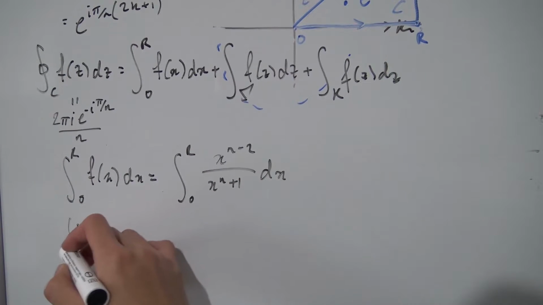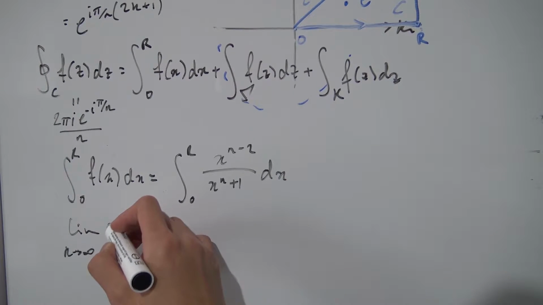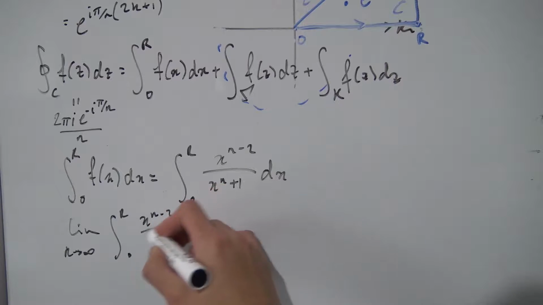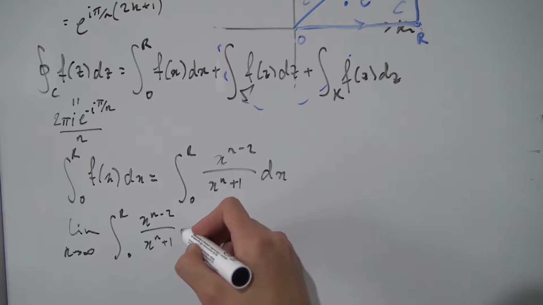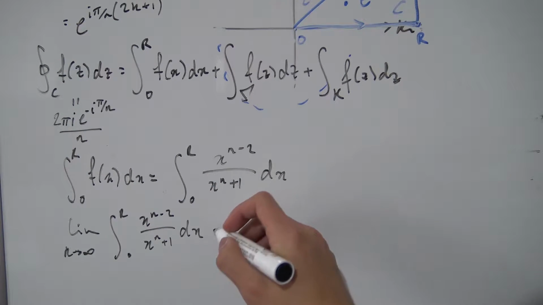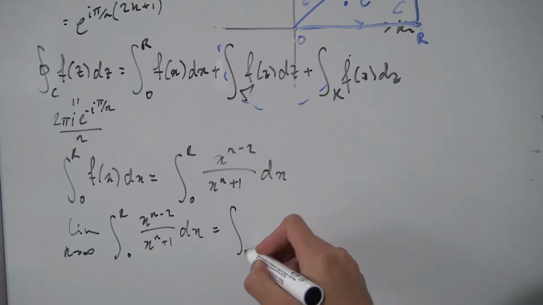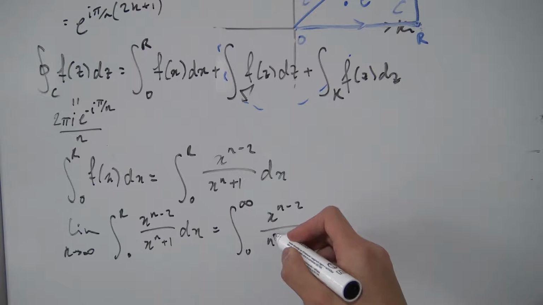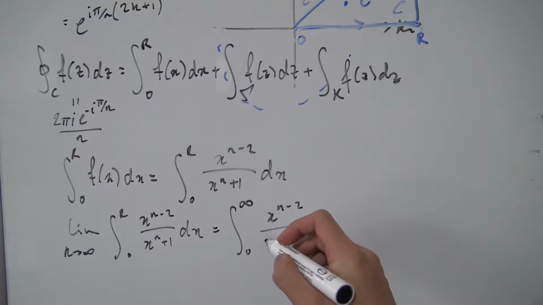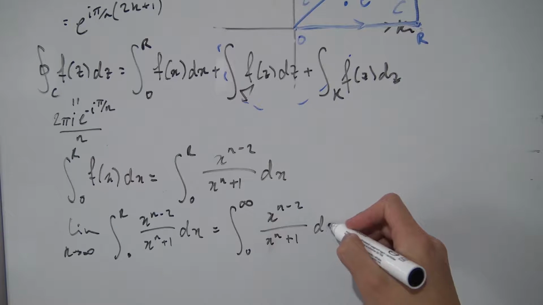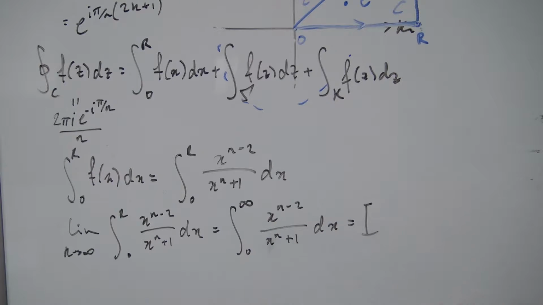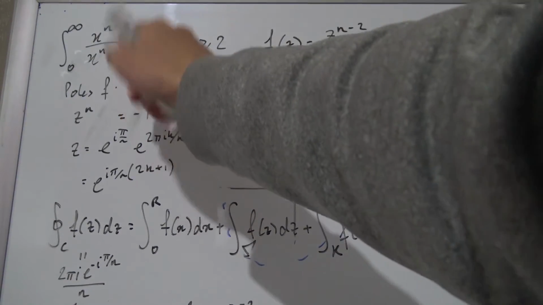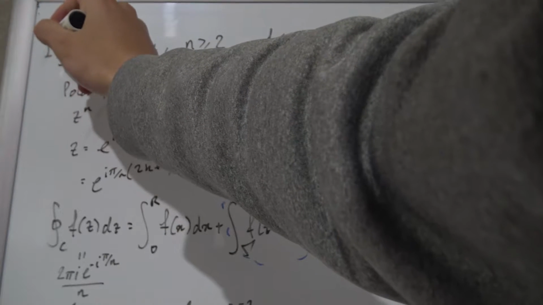So if we take the limit as r approaches infinity of this integral from 0 to r of x to the n minus 2 over x to the n plus 1 dx, that's going to turn into our original integral we had at the very start. So the integral from 0 to infinity of x to the n minus 2 over x to the n plus 1. And I'm actually going to call this integral I right here. So let's just, might as well do it now, call our original integral we had at the very start I.